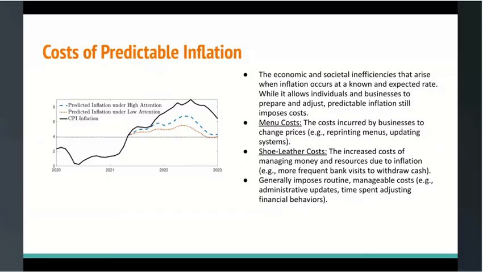Another one is shoe leather cost, and that is the increased cost of managing money and resources due to inflation. Some examples of that would be more frequent bank visits to withdraw cash because of the inflation going on in the economy. And my last bullet is that generally this imposes routine, manageable costs, an example of that would be administrative updates and time spent adjusting financial behaviors. And in this graph you can see the inflation rate and where it's predicted to be with high attention and low attention.